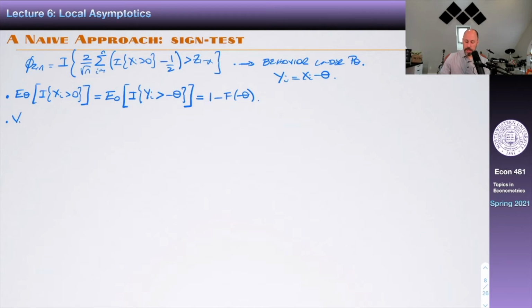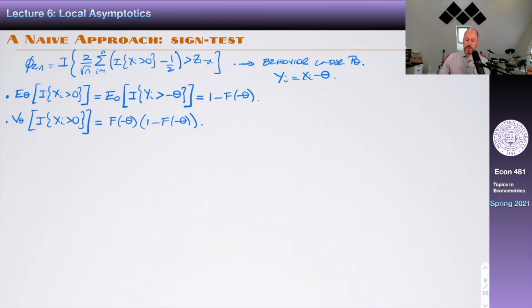Well, the variance is always easy because it's the variance of a Bernoulli random variable. And we know already p. So this is p times 1 minus p. So it's going to be F of negative theta times 1 minus F of negative theta. So we have a random variable right now that is not centered at a half. It's centered at this point. And it doesn't have a variance that is equal to 1/4. It's equal to this number over here.